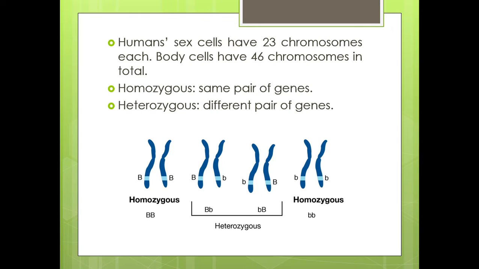Just like the example on the right, we have another homozygous example, in which both lowercase b's are put together. But now, what happens with the other one? What happens with the heterozygous? It means that the pairs of genes are different. You can notice in the picture one more time that now one capital B is put together with a lowercase b. So that's exactly what happens. They recombine with different genes.